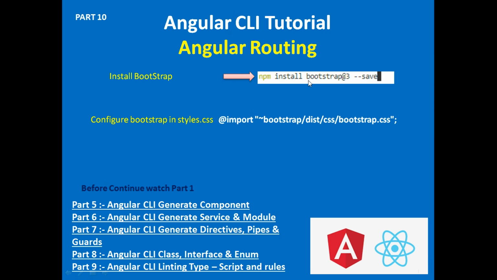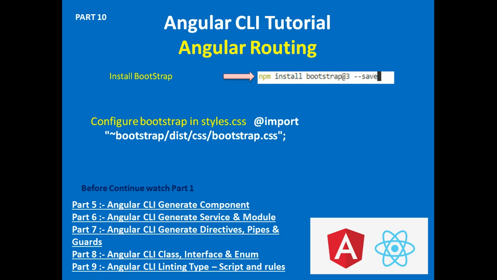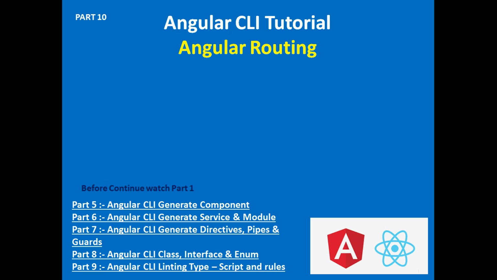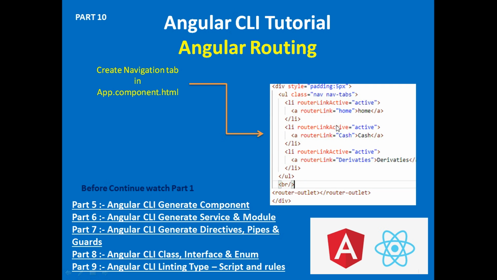And now we create a navigation bar for our menu: home, cache and derivatives. First, write the Bootstrap configuration in our style.css. Write the code for changes in style.css. And now create a navigation tab in app.component.html, the root module. And here is the style sheet Bootstrap code.